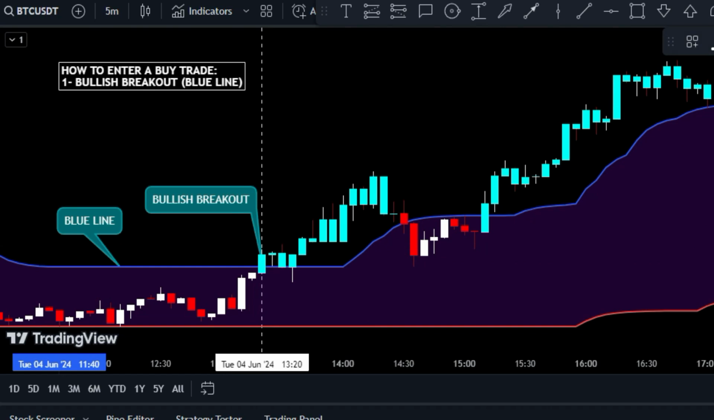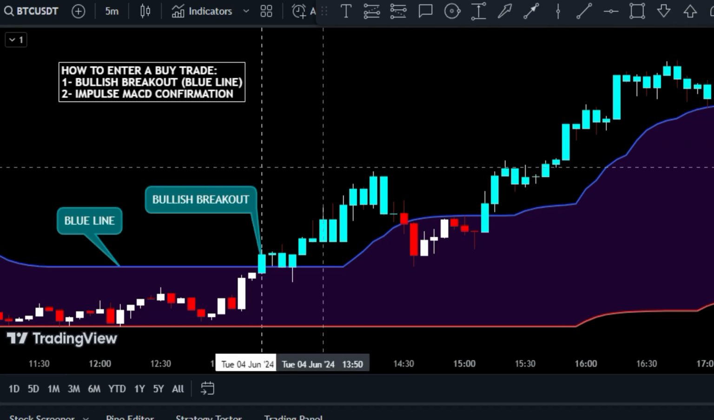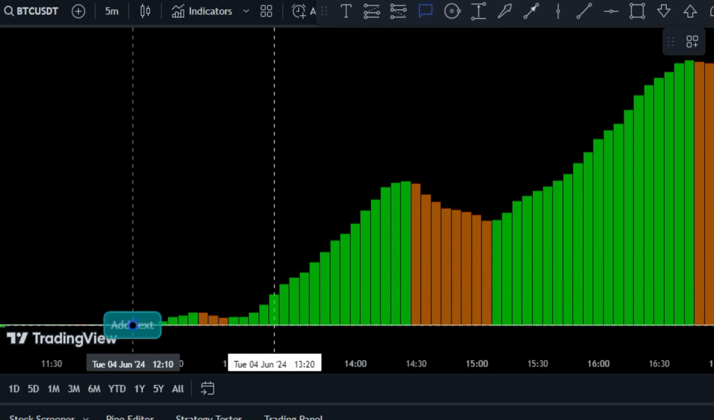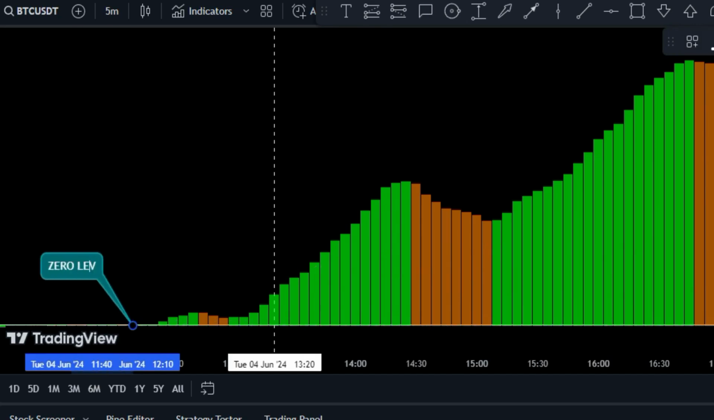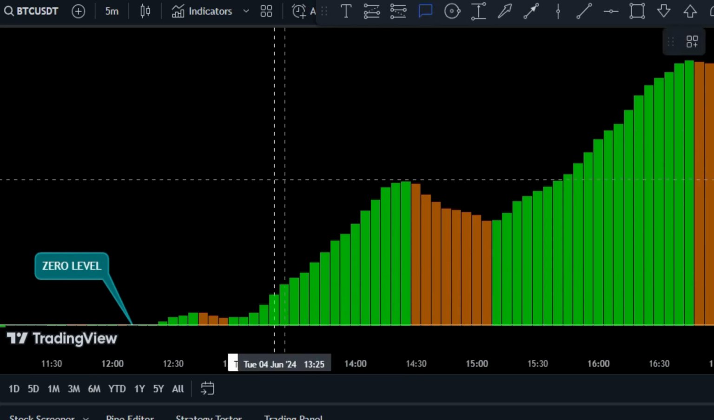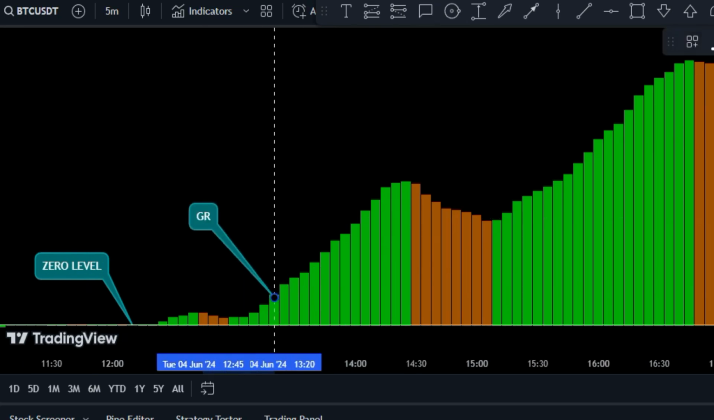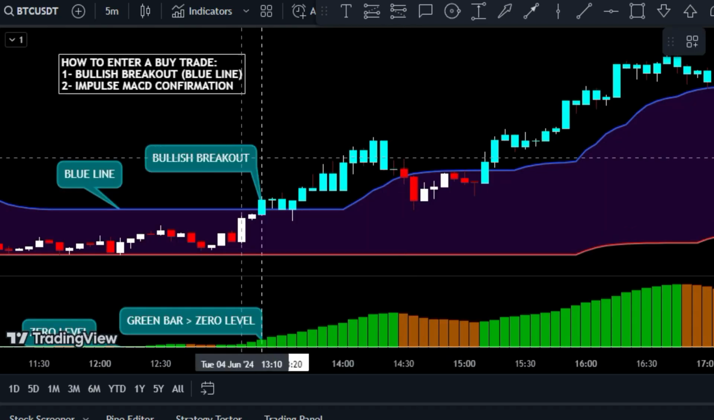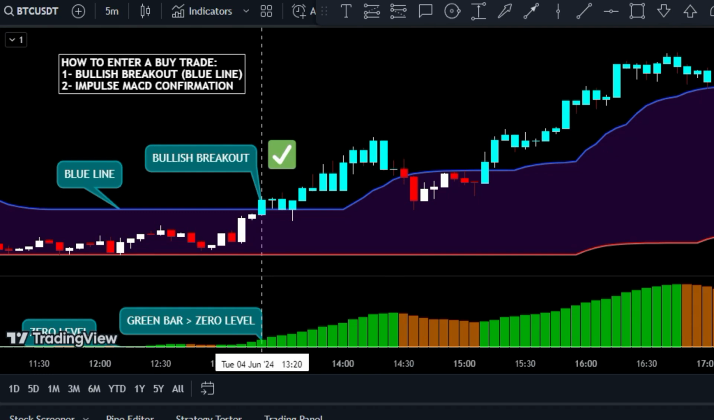Next, you want to double-check the breakout with the Impulse MACD. Ensure that the MACD histogram is green and above the zero level, signaling that sweet bullish momentum. Once both conditions are met, it's your cue to open a buy position.